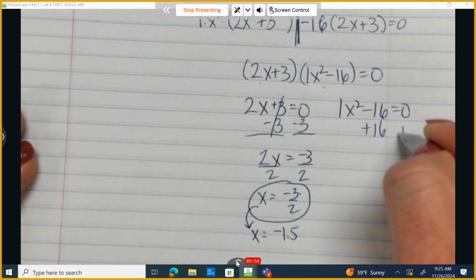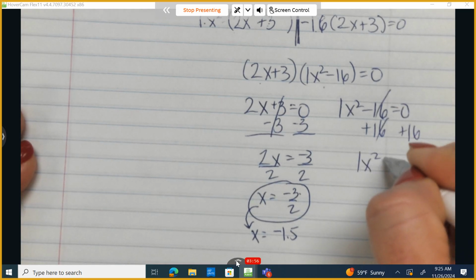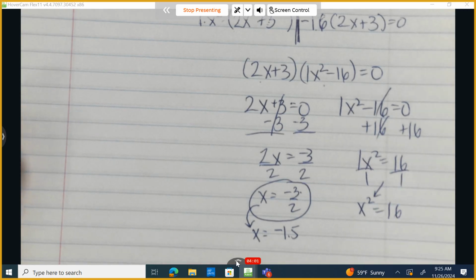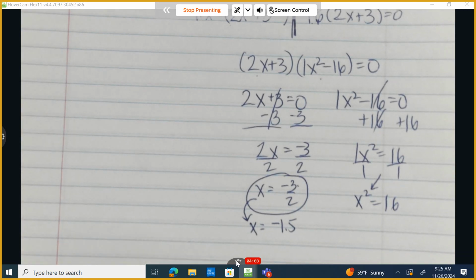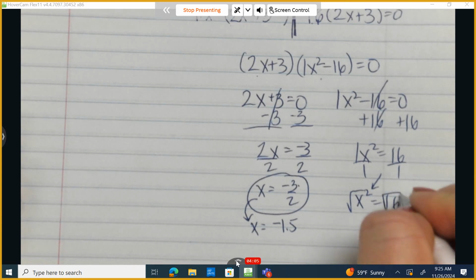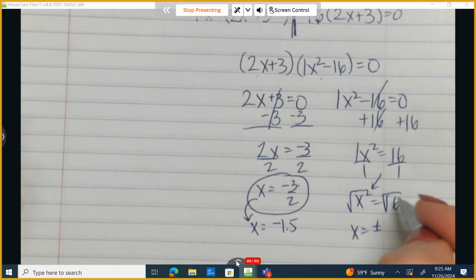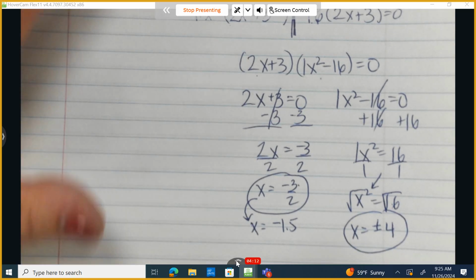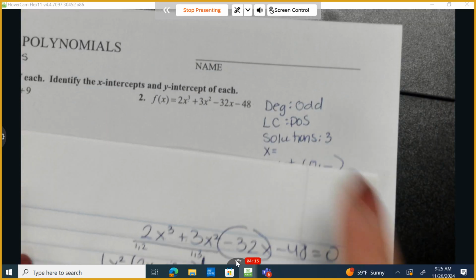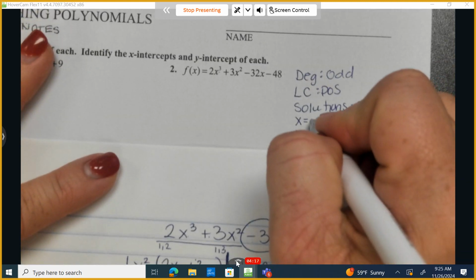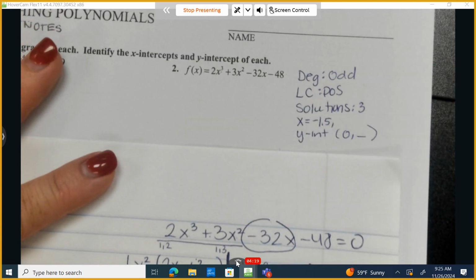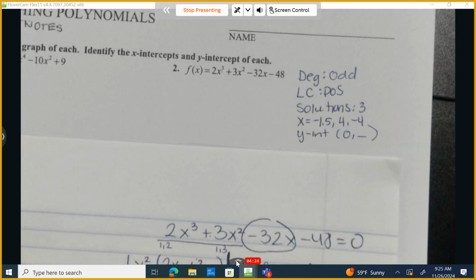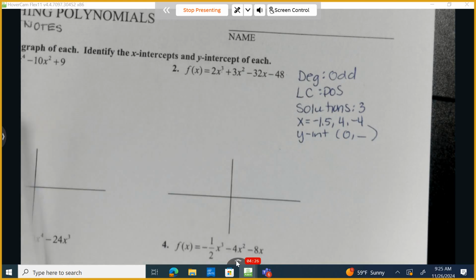I'm going to add 16 to both sides. Dividing by 1. And now this tells me I have 2 solutions. How do I achieve those? Well, when I take the square root of both sides, I have a plus or minus, and the square root of 16 is 4. So I have 3 solutions. Now it's time to list them. So I'm going to write down negative 1.5, but you could write down the equivalent, which is negative 3 halves. And then there's 4, and there's negative 4. Okay, let's come over here.